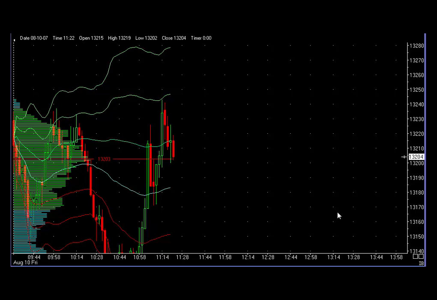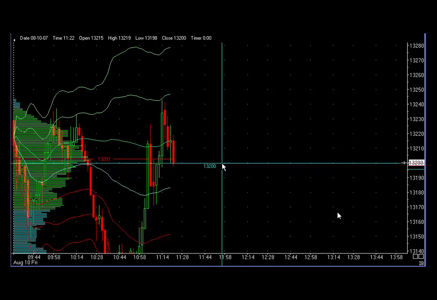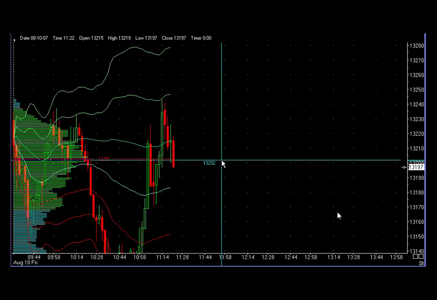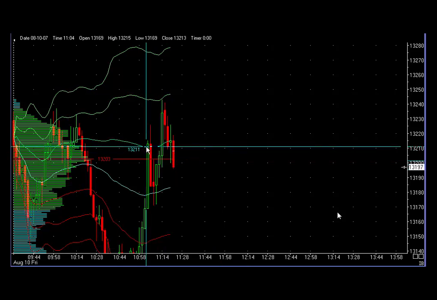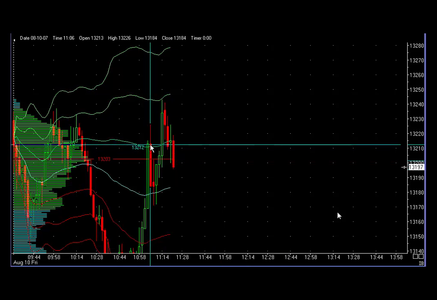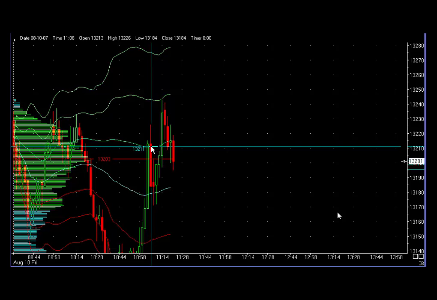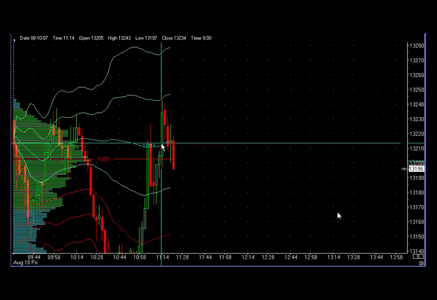Okay, here's the YM again for August 10th, 2007, 2-minute chart. Our trader is looking to take a trade here. You notice that there were breakouts to the upside. This one here failed. Trader broke even on that one. This one the trader took and was a success.